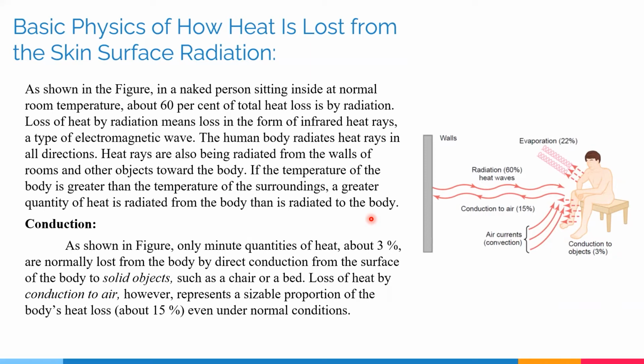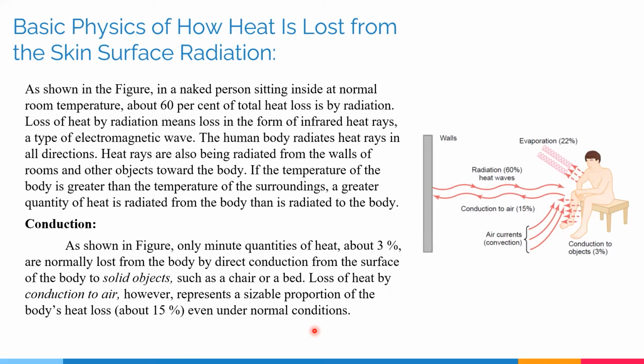The other method via which the body can lose or gain heat is by conduction. As shown in the figure, only minute quantities of heat, only about 3%, are normally lost from the body by the direct conduction from the surface of the body to solid objects, such as a chair or a bed. Loss of heat by conduction to air, however, represents a sizable portion of the body's heat loss, about 15%, even under normal conditions. That is mainly because we are in contact with air with most of our surface area, and even though air is a very poor conductor of heat, due to the massive surface area with which we are in contact with air, it is still able to remove such a huge chunk of heat from our body.